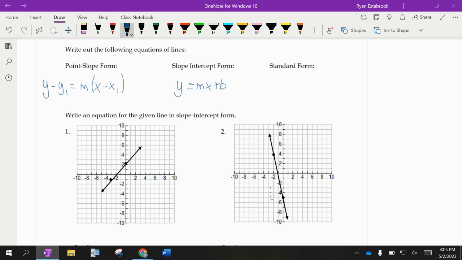So if I have a point that isn't the y-intercept, I plug x1 in and y1 in, the x-coordinate and the y-coordinate, into this form, and from there I can write my equation. It's a nice form to have if I don't have the y-intercept given.